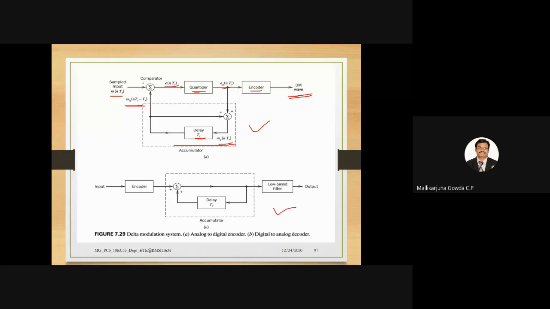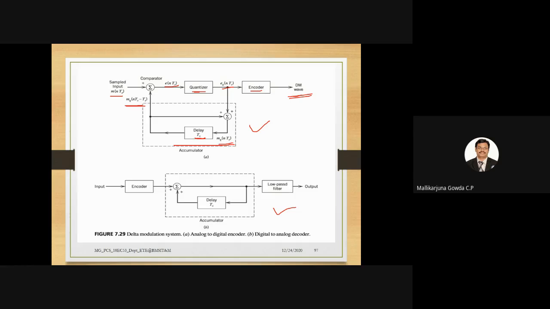Here, in this feedback mechanism, the output of the quantizer is fed to the delay element. I denote the output of the quantizer as EQ of NTS. That will be added with the delayed version of the quantized version of the signal. This MQ of NTS is the input to the delay element. I get MQ of NTS minus TS, delayed by TS, and that plus EQ of NTS will be the input to the delay element. So I am comparing the present and the previous sample.